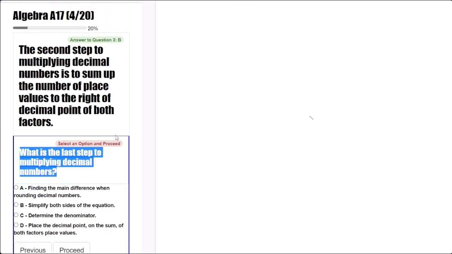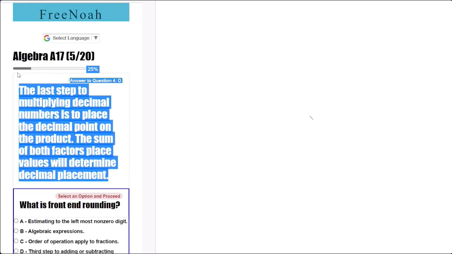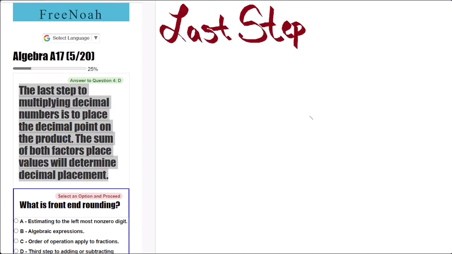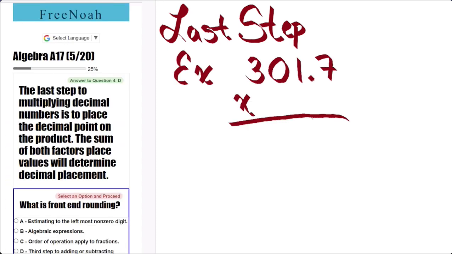Alright, let's discuss the last step to multiplying decimal numbers. So, what is the last step? The last step is to place the decimal point on the product. The sum of both factors' place values will determine decimal placement. So we're going to go through step 1 through step 3.